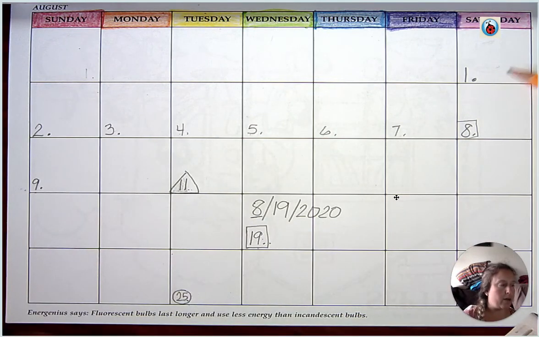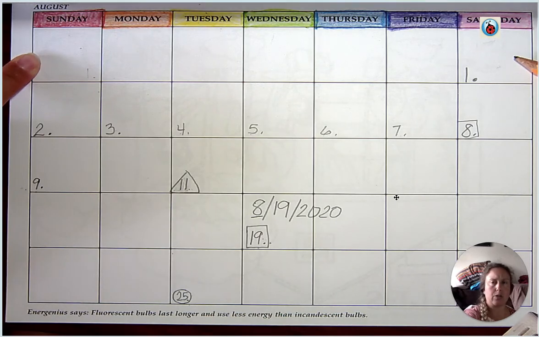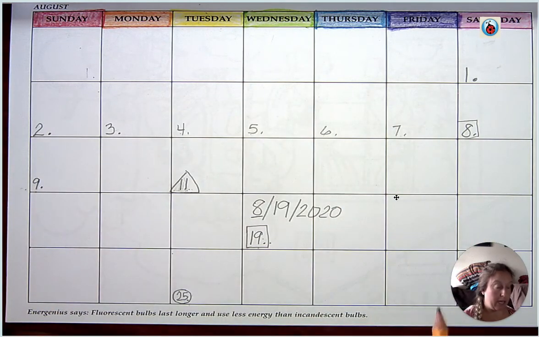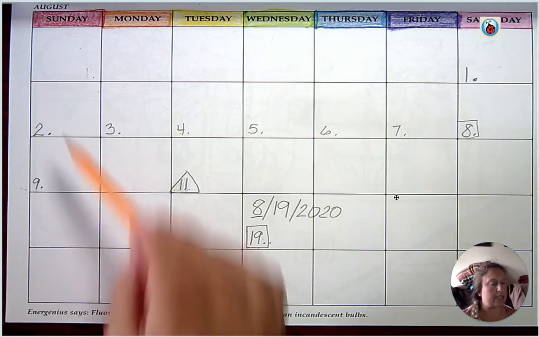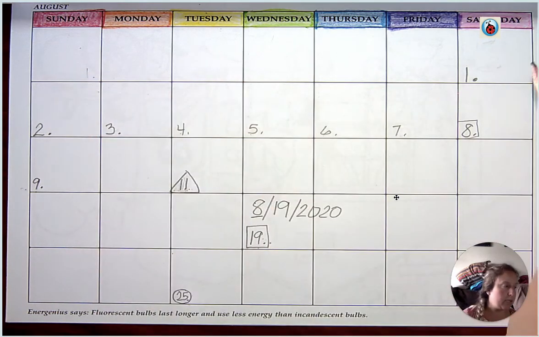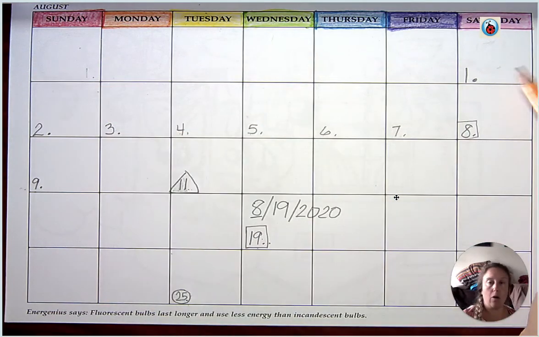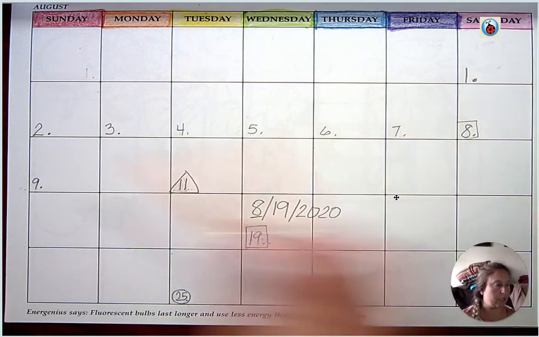Why is the number 1 over here on a Saturday instead of over here in the first square of the month? That's right. That's because each month is going to begin on a different day because not all months have exactly the same number of days in them. So for instance, August has 31, January has 31, and June only has 30. And sometimes February has 29, and sometimes it has 28, depending on if it's the fourth year or the leap year. It's all crazy. So what we have to know is when we're starting a new month, it's not always going to be where we think it should be. This particular month, August, began on Saturday, and we just moved it all the way over here to the first Saturday of this calendar page.